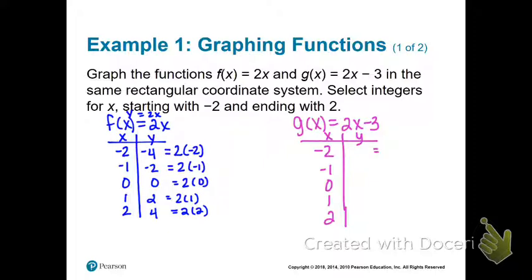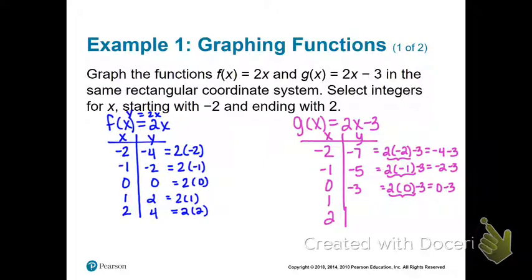So this first y here is going to be 2 times that x, which is -2, minus 3. Well, 2 times -2 is -4, minus 3 gives us -7. My second y value is going to be 2 times that second x, -1, minus 3. 2 times -1 is -2, minus 3 is -5. My third y value is going to be 2 times the third x, which is 0, minus 3. And then 2 times 0 is 0, minus 3 gives us -3.